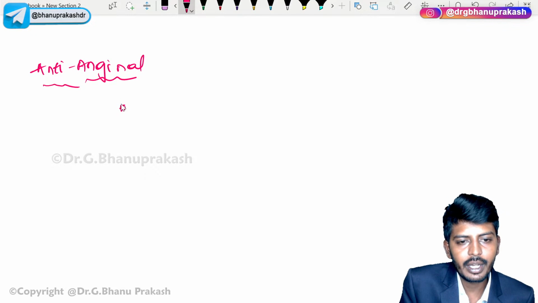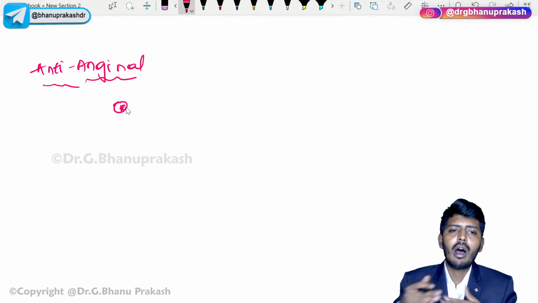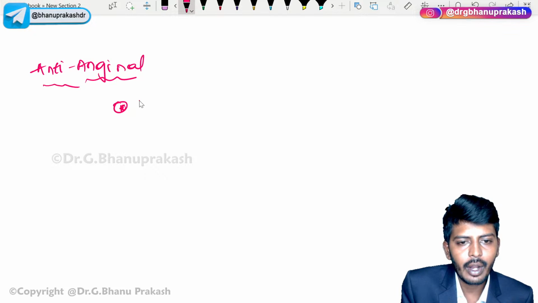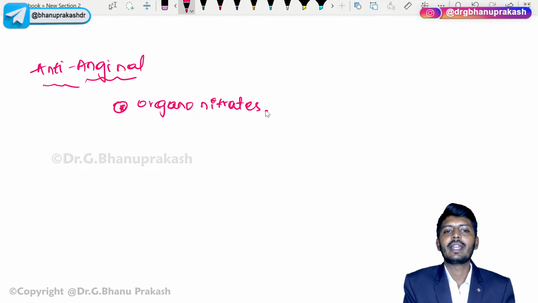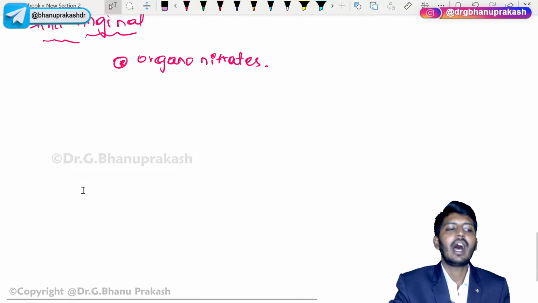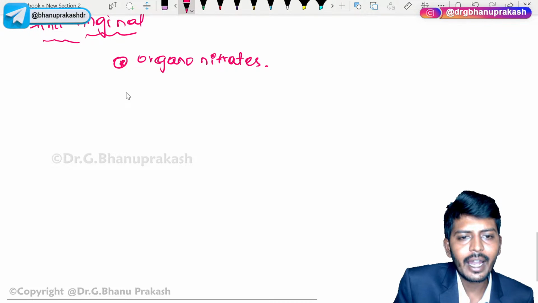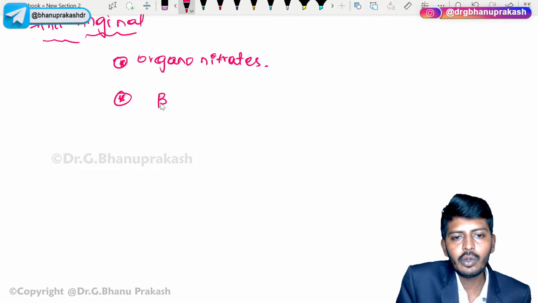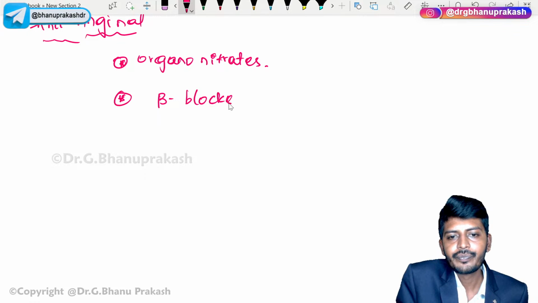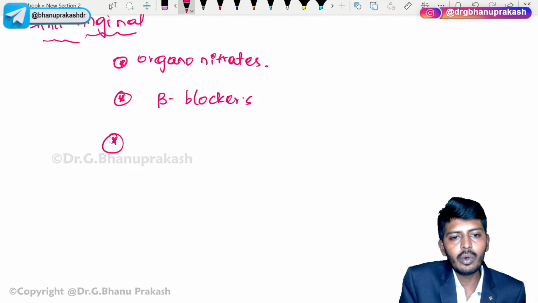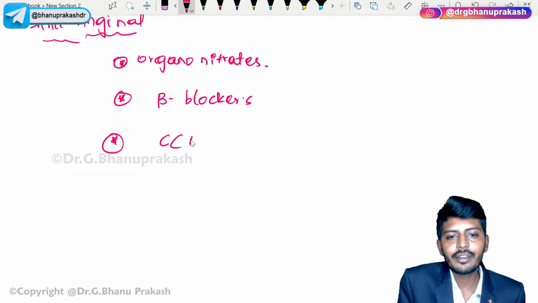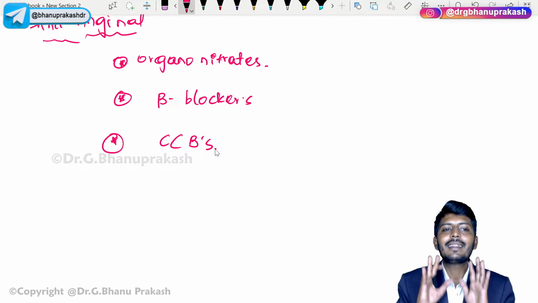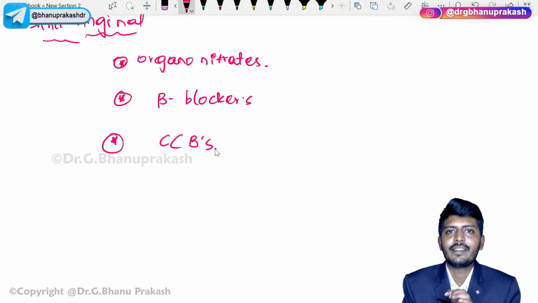The first and most important, the old anti-anginals, which we have been using from long ago, are the organonitrates. Apart from that, we can also use, my dear students, beta blockers, and we can also use calcium channel blockers. So these are the three major groups of anti-anginal drugs.